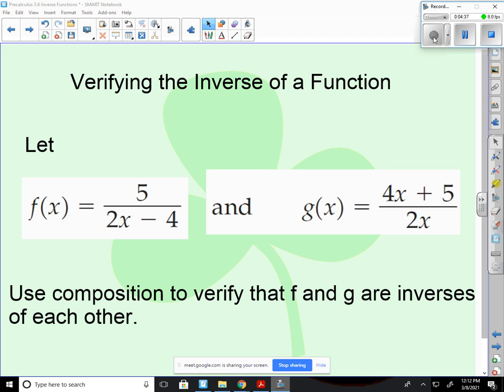Okay, verifying the inverse of a function. Let f of x equal 5 over 2x minus 4, and g of x equal 4x plus 5 over 2x. And it says use composition to verify that f and g are inverses of each other. So now we have to go through that process.